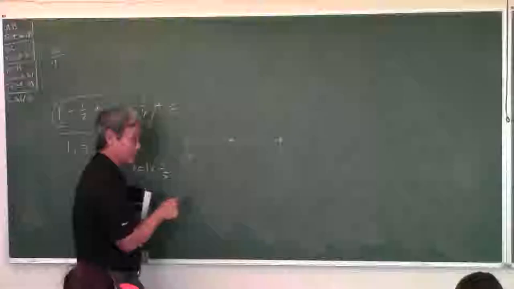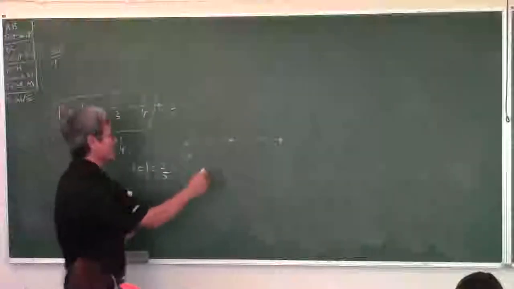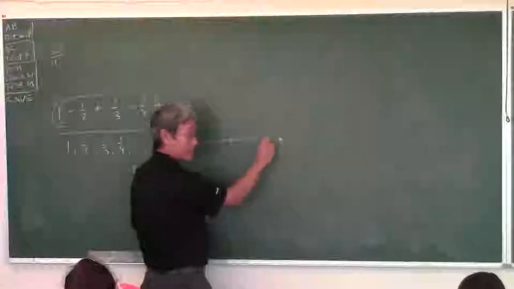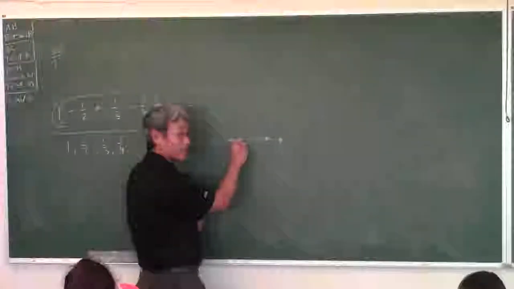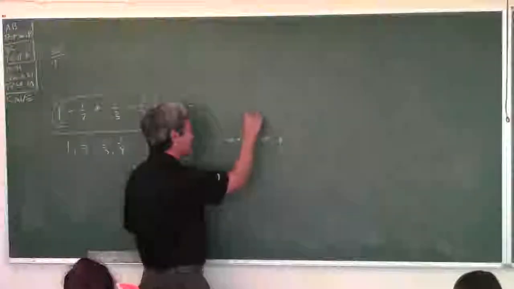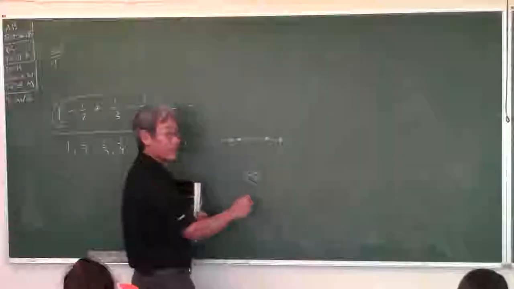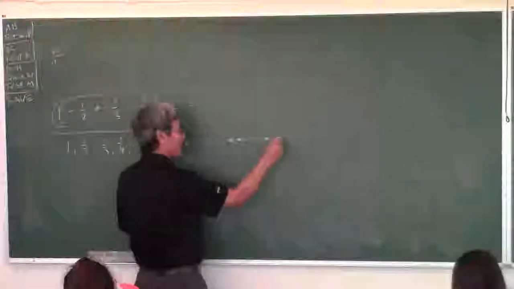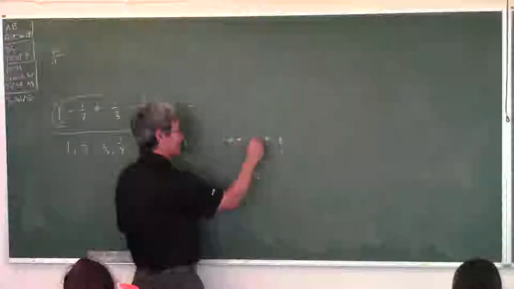What's the third partial sum? You have to add one third. So if I add one third to that, you're here. Then you have to subtract a fourth. Okay, so the actual value is somewhere over here. Would you agree? Everybody agree? Yep. So let's start over. One, subtract a half, add a third, subtract a fourth.